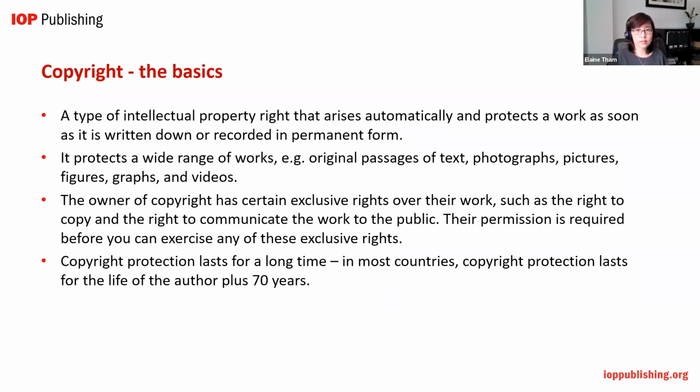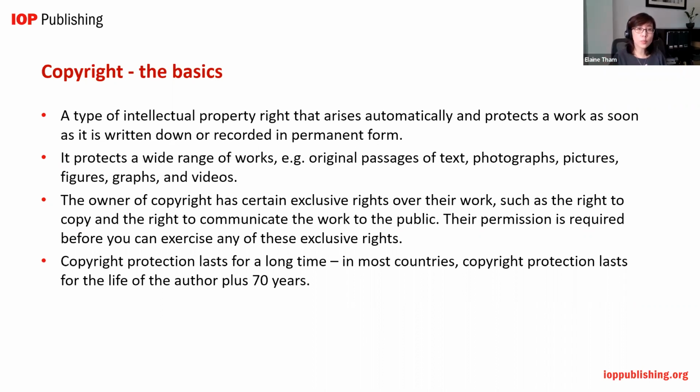What is copyright? Copyright is a type of intellectual property right that arises automatically and protects a work as soon as it is written down or recorded in permanent form. If a work is original, it is likely to be protected by copyright. It also protects a wide range of works. For example, copyright protects pictures, figures, photos, text, graphs, videos. And there doesn't need to be a copyright symbol next to the work for it to be protected by copyright.